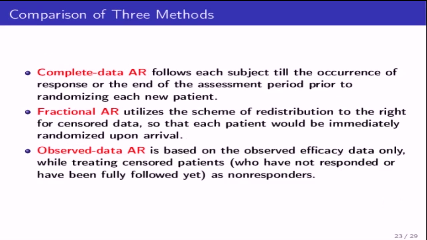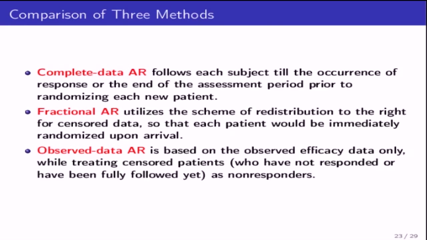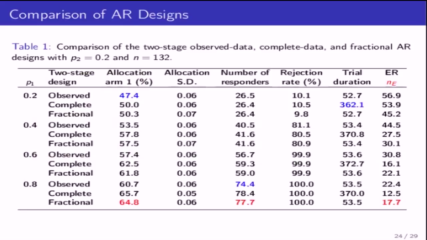The reason is, if I go back to the previous slide, if you remember this plot, you see arm 2 actually has a higher response rate at the beginning of the follow-up. Up to week 10, it has a higher response rate. So that's the reason if you use observed data AR, you in fact would allocate fewer subjects to arm 1 because you think arm 2 is better, which actually is wrong. So that's one thing I want to show you.